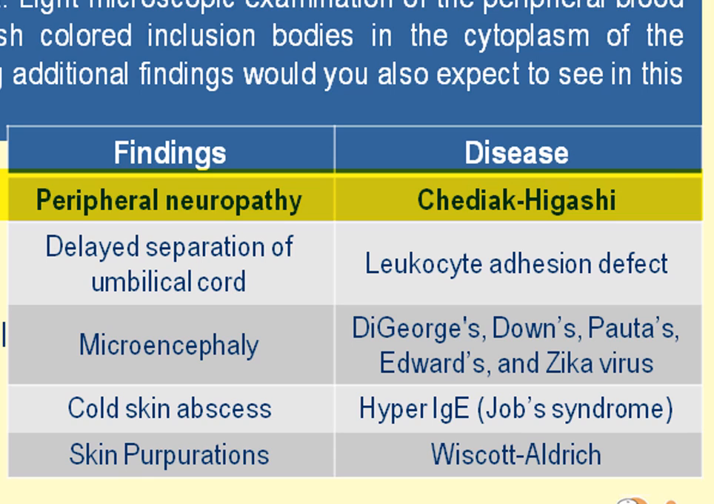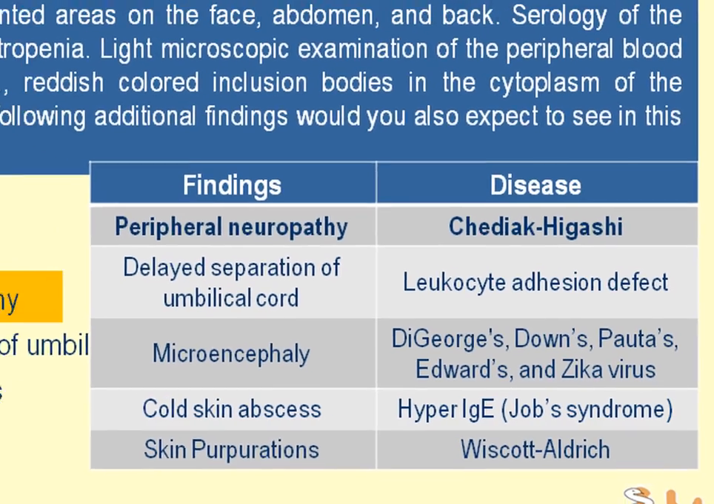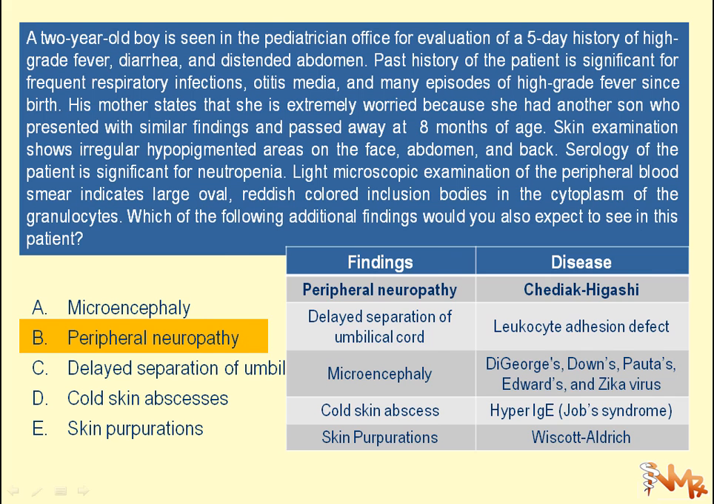To give you a few high-yield facts for your exam, delayed separation of umbilical cord is seen with patients with leukocyte adhesion defects. Macrocephaly is seen in DiGeorge, Down, Patau, and Edwards syndrome, in addition to Zika virus. Cold skin abscesses, as we covered earlier, are seen with hyper IgE syndrome, the so-called Job syndrome, and of course the skin perforations were associated with Wiskott-Aldrich syndrome.